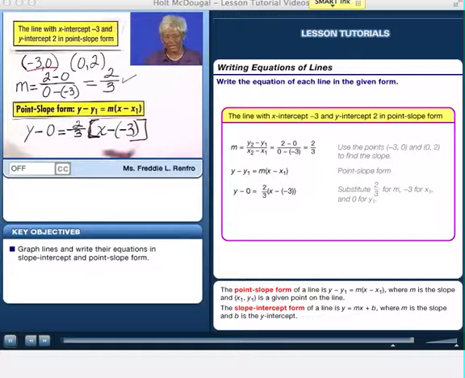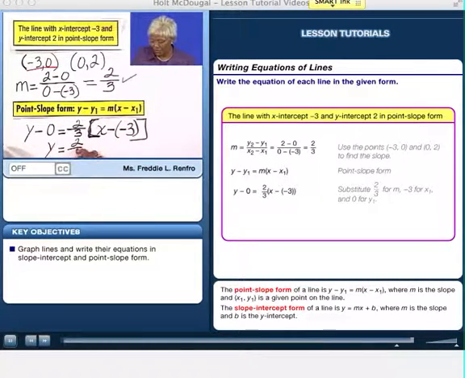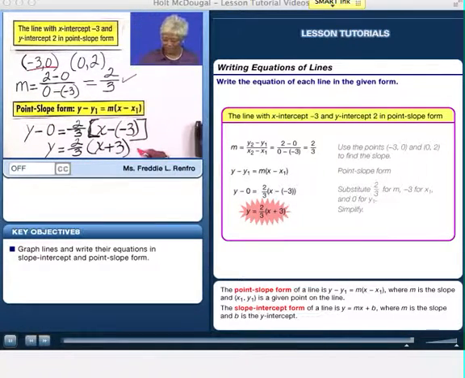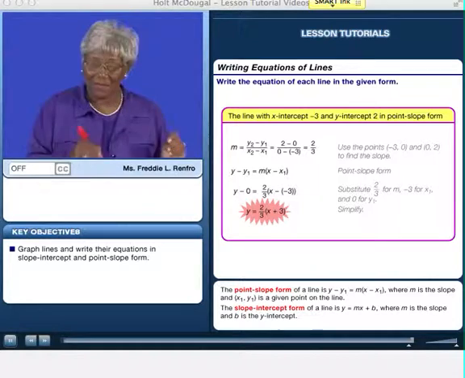Now, let's just go ahead and simplify this. y equals 2/3 times, remember in subtraction, add the opposite. It simply will be x plus 3. Got it.